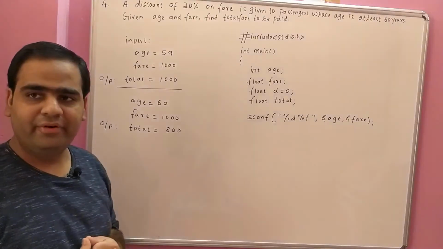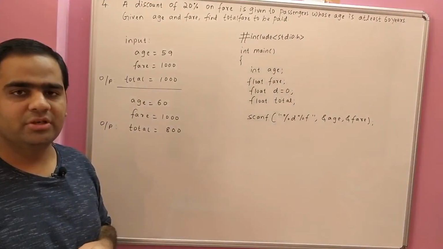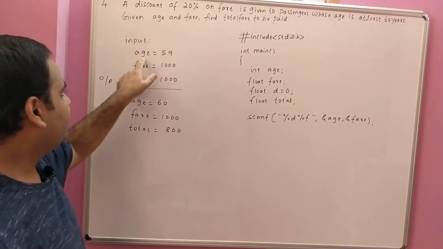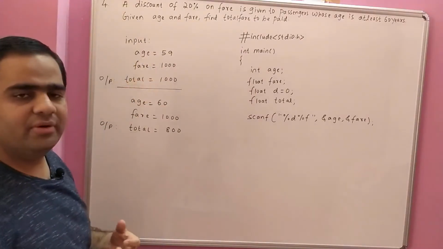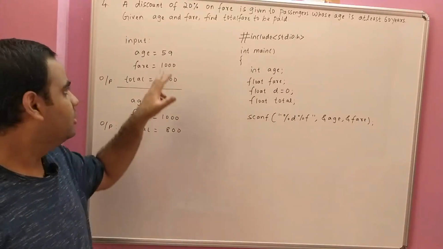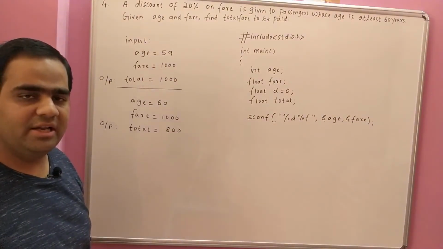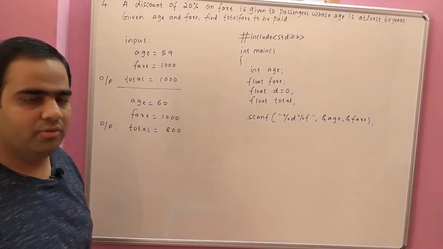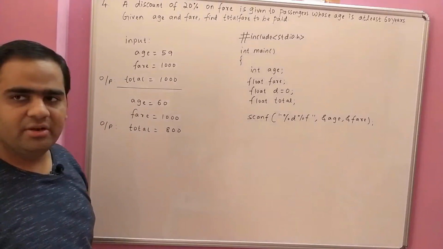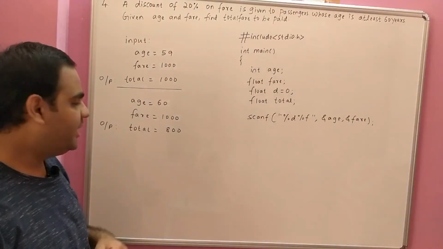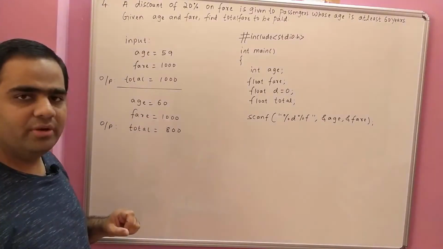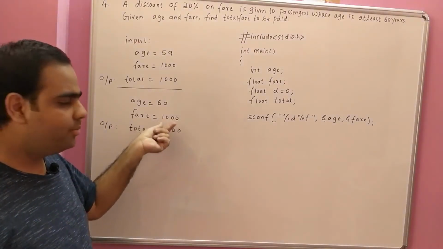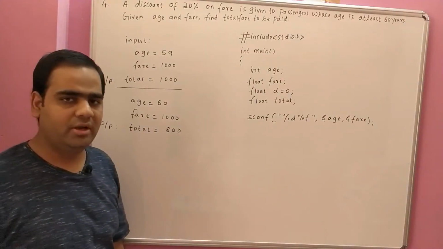A discount of 20% is given to those passengers whose age is at least 60 years. It means if age is 59 and fare is 1000, no discount, since the age is not at least 60 years, the total remains the same as the fare, that is 1000. If the passenger is 60 years of age and the fare is 1000, it is a 20% discount on the fare, that is minus 200 rupees, hence the total amount to be paid is 800.